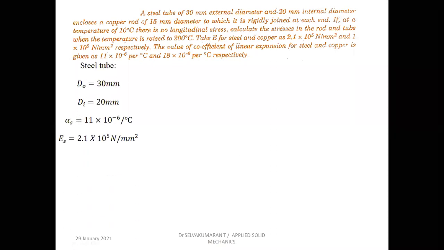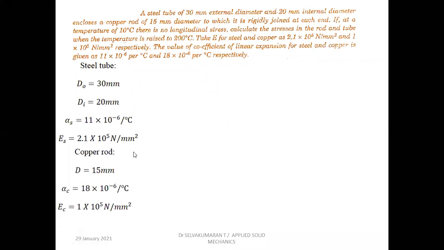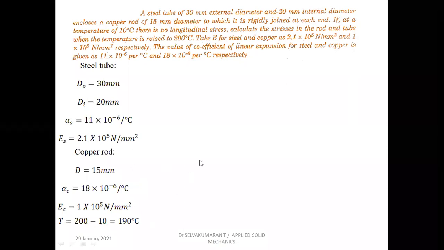So for the steel tube, the details: outer diameter 30 mm, inner diameter 20 mm, alpha is 11 into 10 power minus 6 per degree Celsius, and Young's modulus for steel is 2.1 into 10 power 5 Newton per mm square. And the copper rod diameter is 15 millimeter, alpha C is 18 into 10 power minus 6 per degree Celsius, and Young's modulus for copper is 1 into 10 power 5 Newton per millimeter square. The temperature rise is 200 minus 10, which is 190 degrees Celsius.